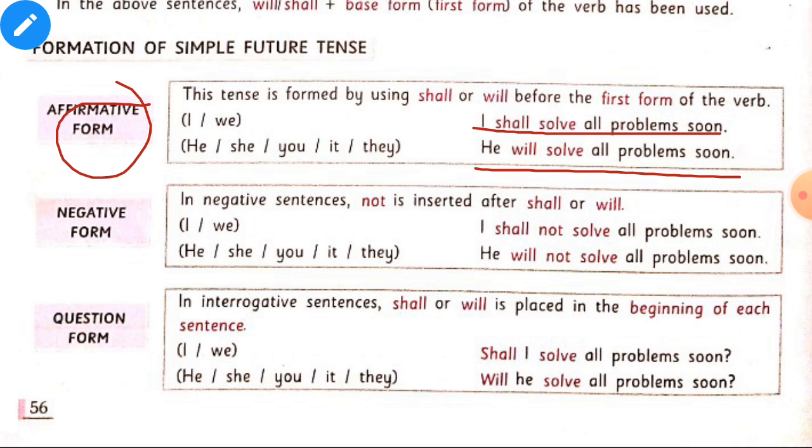Okay, but in negative form, not is placed between shall or will and the first form of the verb. Like this, I shall not solve. He will not solve. Okay children, and in the question form, first of all we will have to place shall or will. Like that, shall, then subject, then first form of the verb, then object. You can see here, shall I solve the problem soon? Will he solve all problems soon?